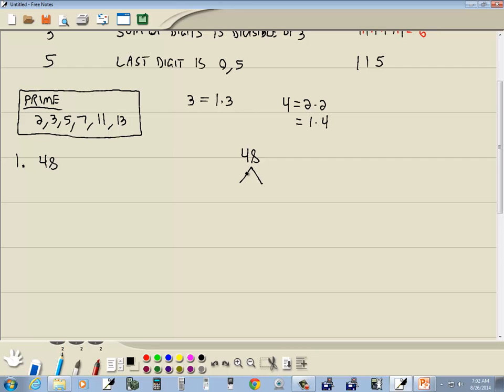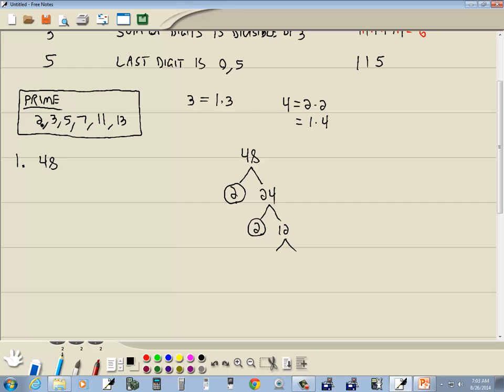So you start with your number and you have this branch off like this. You start with your first prime, 2. And you see if it's divisible by 2. Well, my last digit is an 8, so it is divisible by 2. 2, and then if I did 48 divided by 2, that would give me 24. Now 2's prime, so we circle it. And I work with the 24. We're still on the first prime, which is 2, and the last digit is 4, so it is divisible by 2. 2 times 12. 2's prime, so we circle it, and work with the 12.